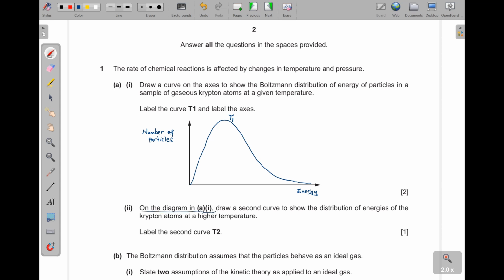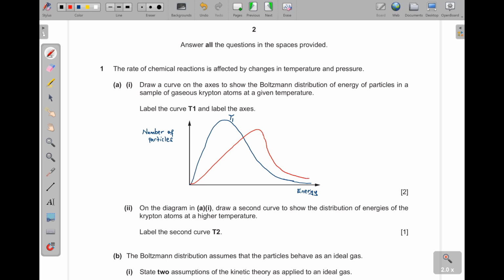On the diagram in A Roman 2, draw a second curve to show the distribution of energies of the krypton atoms at higher temperature. So for higher temperature, we see this one here, the peak, going lower. And also, let me change the color here, maybe to red. We see that this one actually bends to the right, but then the peak will be lower than the previous one. So then we can go like that.